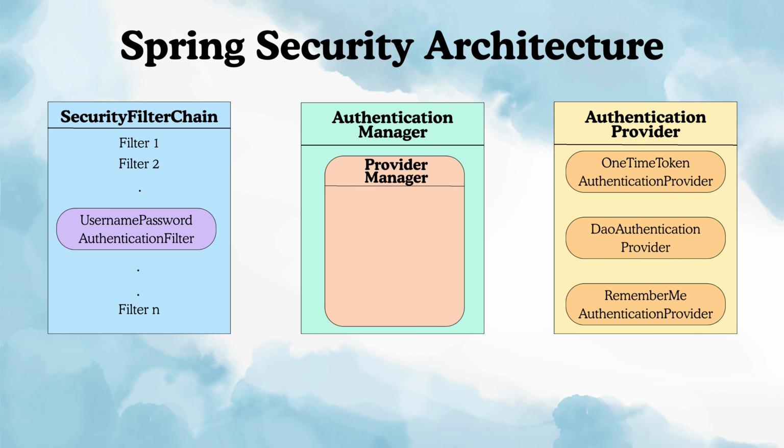Now, so far, the flow is: the username password authentication filter receives the login request. It creates an authentication object which contains the username and the password, and then it passes this object to the authentication manager. Now comes the key part.